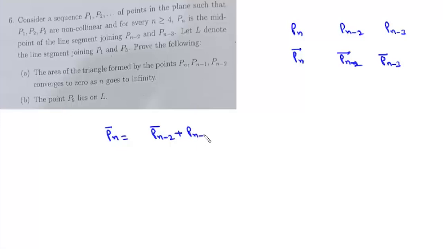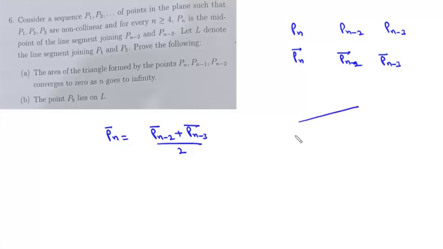Now suppose we have points Pn, Pn minus 2 and Pn minus 3, and they are represented by these position vectors Pn, Pn minus 2 and Pn minus 3. Now since Pn is the midpoint of these two, we can write vector Pn will be equal to (Pn minus 2 plus Pn minus 3) whole divided by 2.